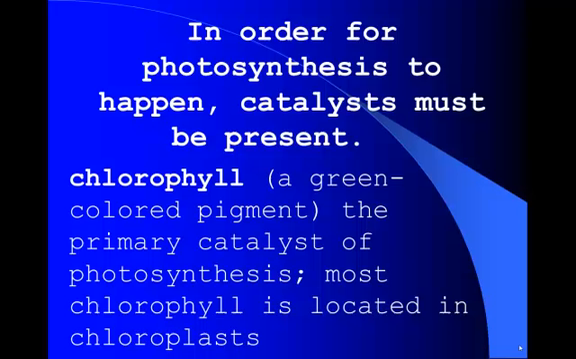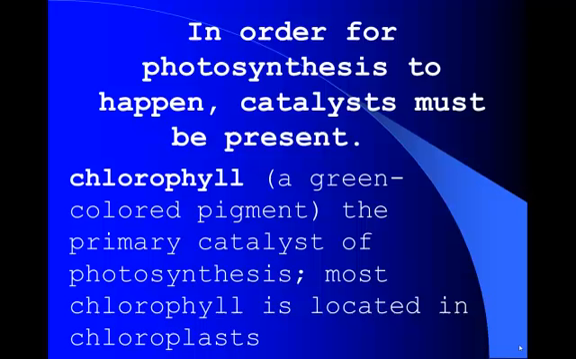In order for photosynthesis to happen, a catalyst must be present. Now remember, catalysts speed up or slow down chemical reactions. And in cellular respiration, the catalyst was what? Enzymes. Here, the catalyst is chlorophyll.